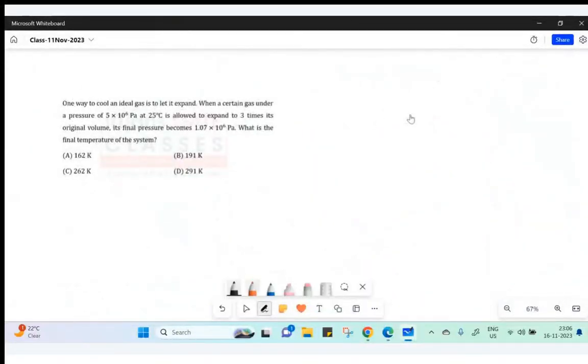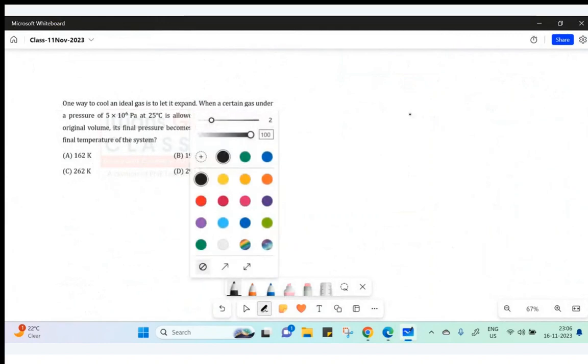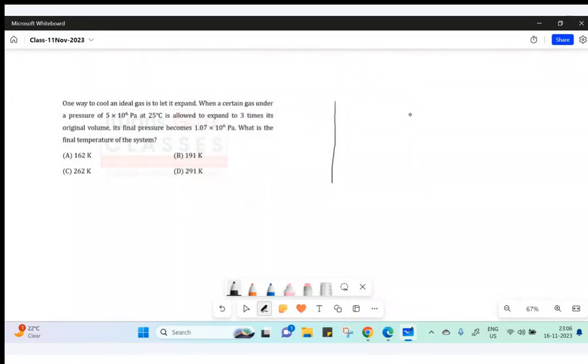Let us draw the PV diagram here. I'm just drawing the PV diagram because it is saying the expansion, right? So this is pressure. This is my specific volume. Specific volume is volume divided by mass. So what is happening during the expansion process? Specific volume will increase, pressure will decrease.